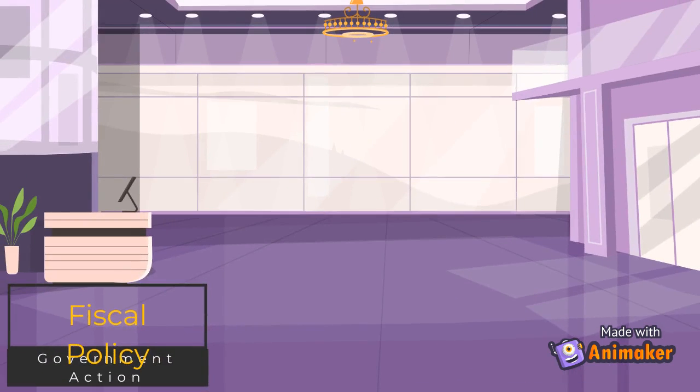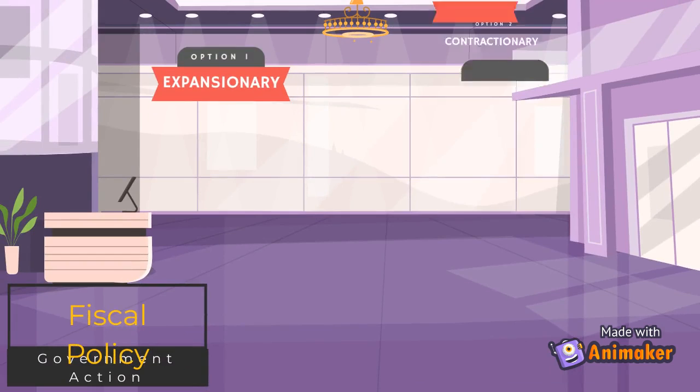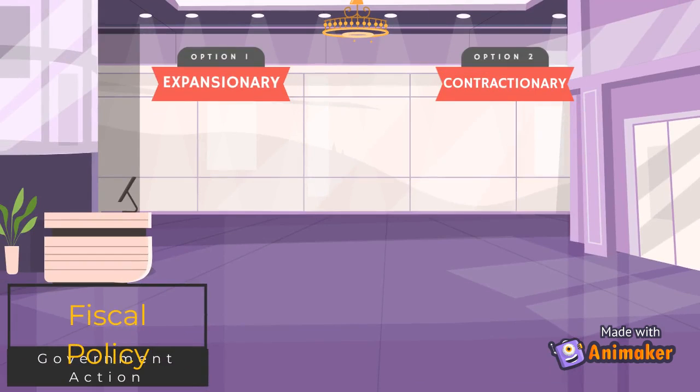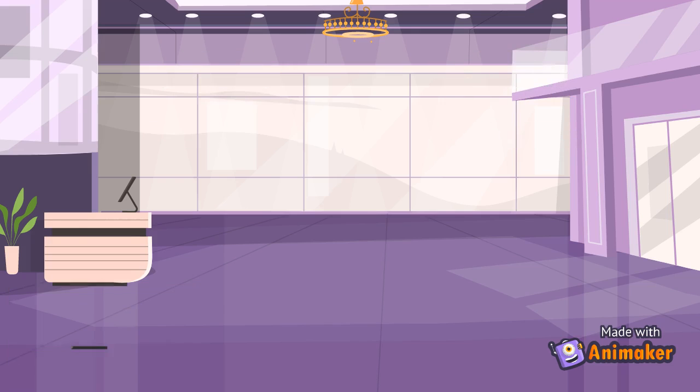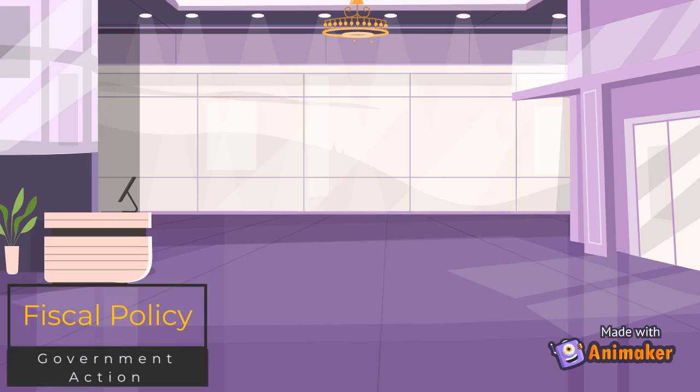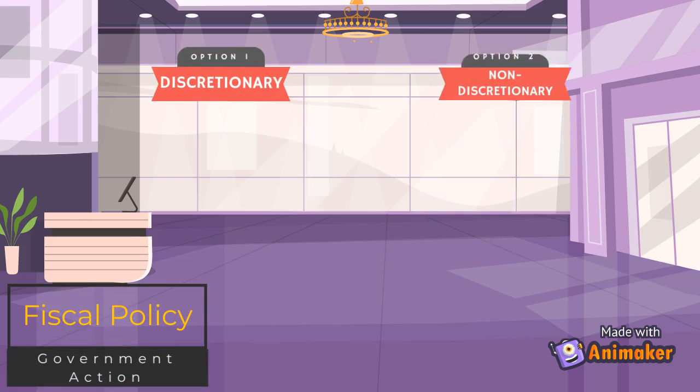The government can use two types of fiscal policy, expansionary and contractionary policy. Expansionary policy is used when the economy faces a recession, while contractionary policy is used when the economy is experiencing inflation. Furthermore, they can utilize discretionary policy or non-discretionary policy.